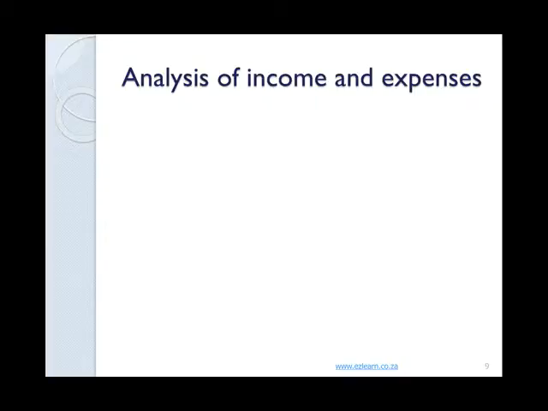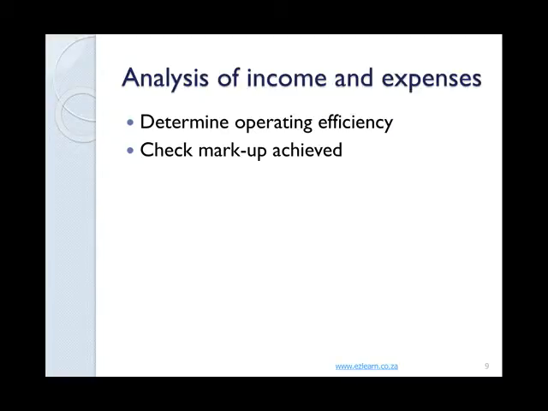The first thing that we need to look at is the analysis of income and expenses as shown on the statement of income. These are used to determine the operating efficiency of the business. In other words, how well it is run and managed. The first thing that we will look at is to check the markup that has actually been achieved by the business. This can be done using two ratios. The first one is the one that is most commonly used in reality. This is the percentage gross profit on sales, otherwise known as the gross profit margin.